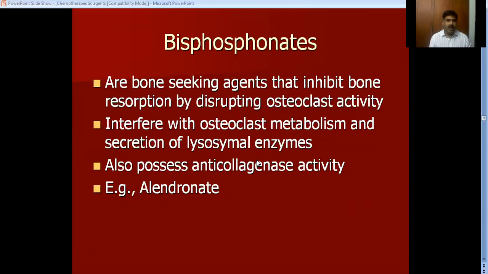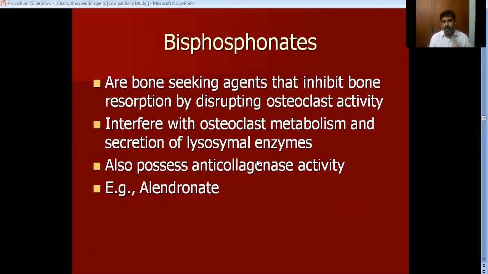Another agent that has been tried is bisphosphonate. Bisphosphonates are actually, when a patient is having osteoporosis, usually given. They are bone-seeking agents which actually inhibit bone resorption. They basically disrupt the osteoclastic activity. So it is the osteoclast that causes bone resorption, we all know that. So this osteoclastic activity is being disrupted by giving bisphosphonate. So this mechanism, this theory, is being used so that we use bisphosphonates in controlling bone resorption in periodontal disease.